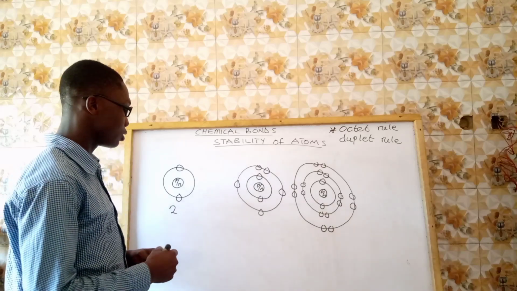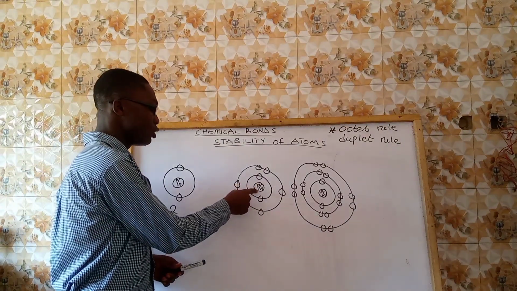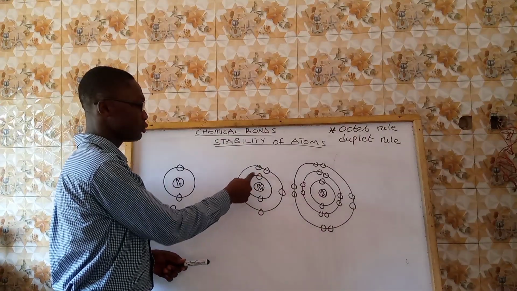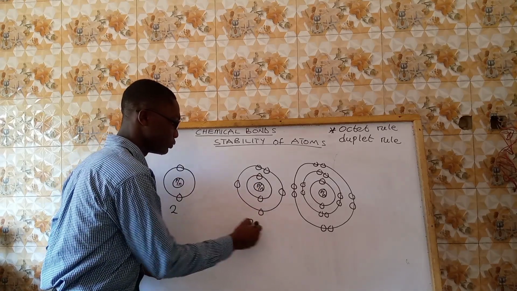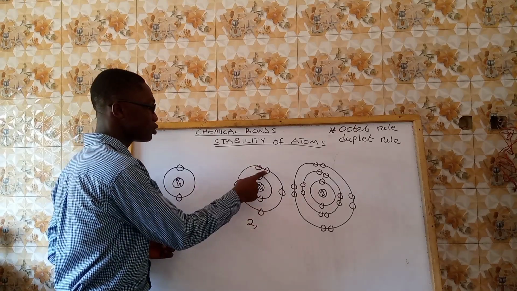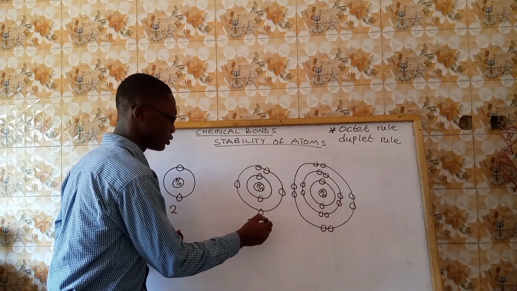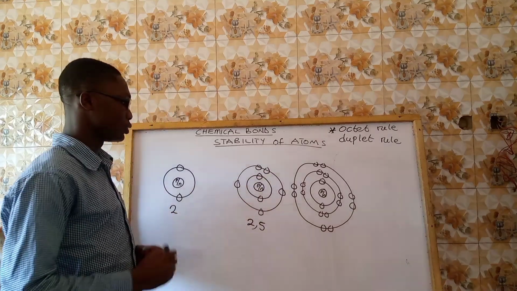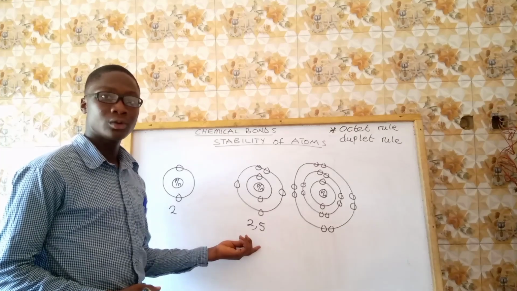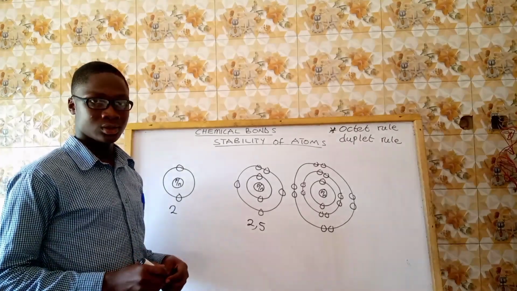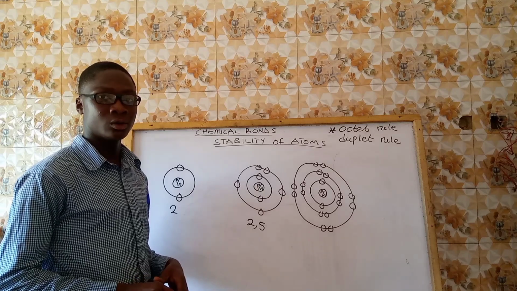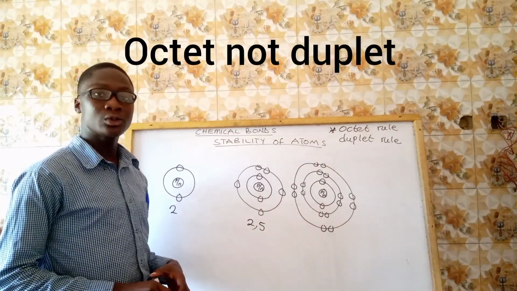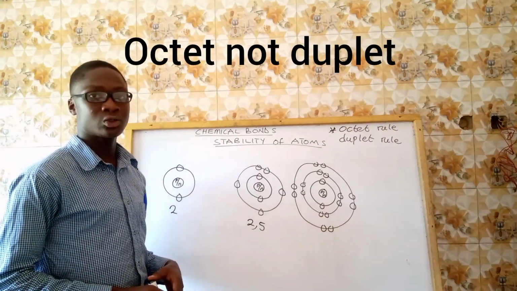So let's write the electron configuration. We have the nucleus here. Now with the first shell we have 2 electrons. So we have 2. The last shell we have 1, 2, 3, 4, 5. We have 5 electrons. So is this atom stable? You are right. It is not, because it has 5 electrons in the outermost shell. And for the octet rule, it should have 8 electrons.